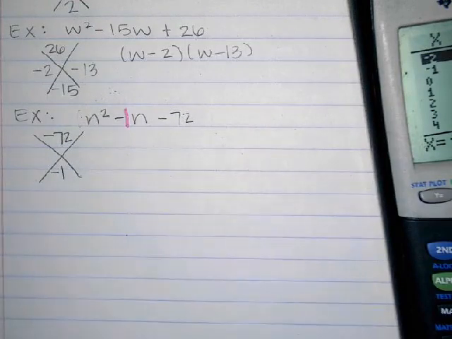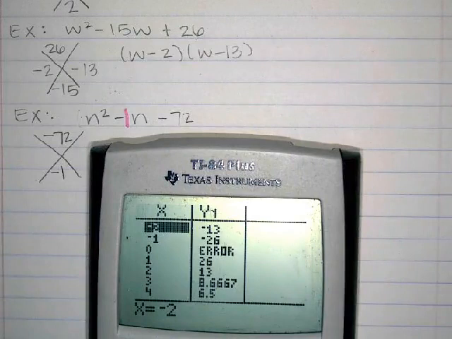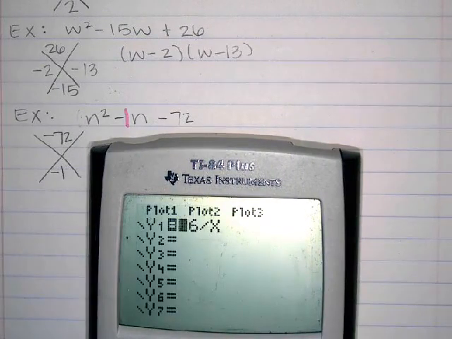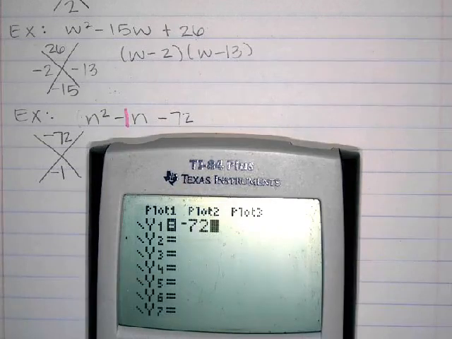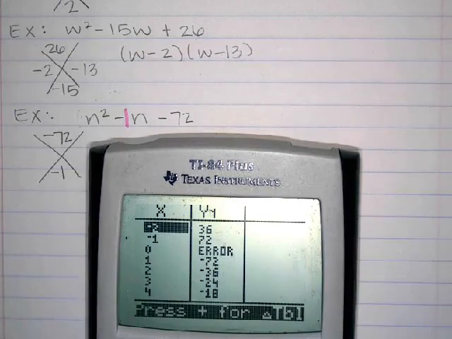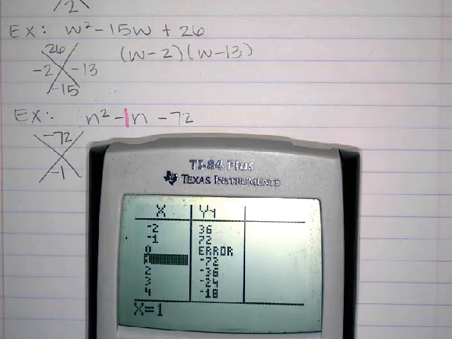So we're looking for numbers that multiply to negative 72 but add to negative 1. Okay, so I'm going to go in my calculator. In the y equals, I'm going to type negative 72 divided by x. And then I'm going to type second graph. So 1 and negative 72, that adds to negative 71. 2 and negative 36 adds to negative 34.